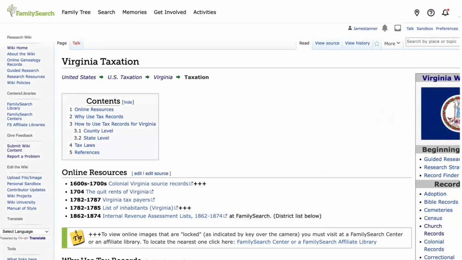And I mentioned already, and I'll continue to mention it, that the FamilySearch Research Wiki is an organized place to see. So down here you'll see from the 1600s to 1700s colonial Virginia source records. You'll see quit rents, which are a specific type of tax, and Virginia taxpayers, list of inhabitants, internal revenue assessment lists.